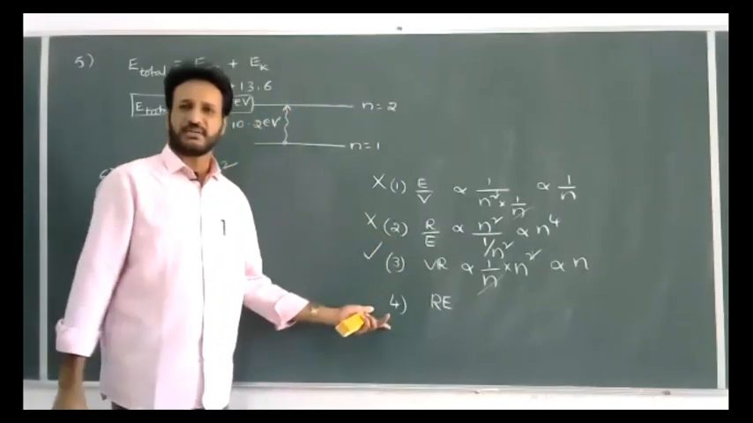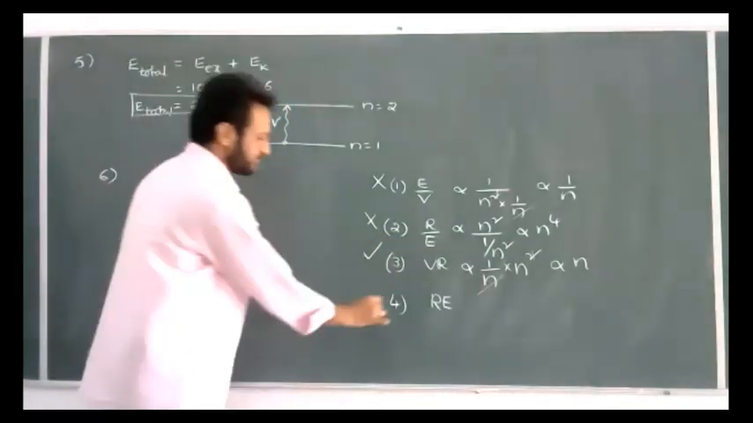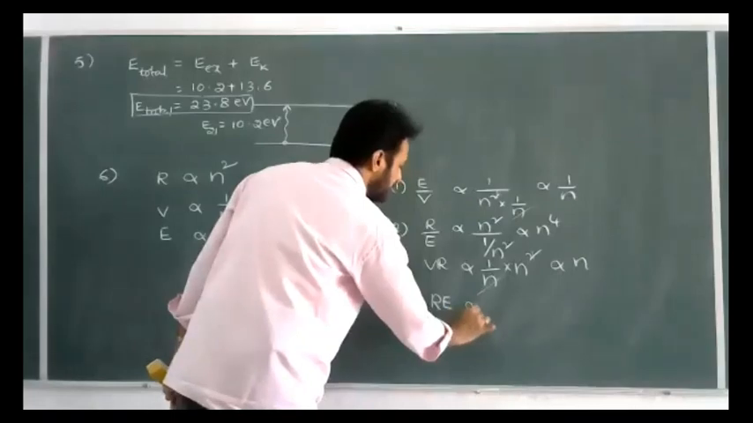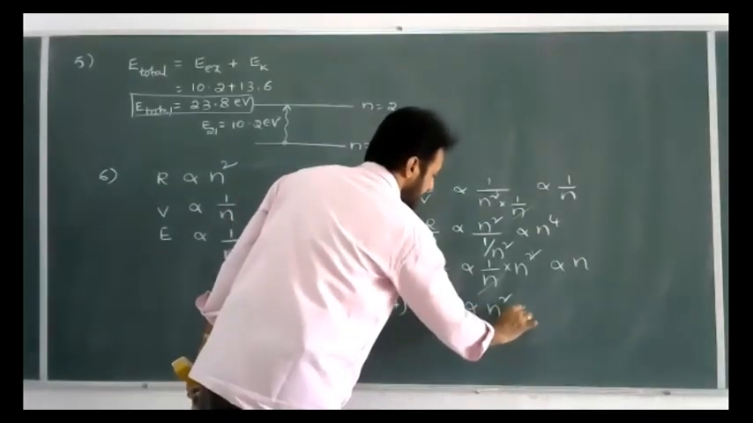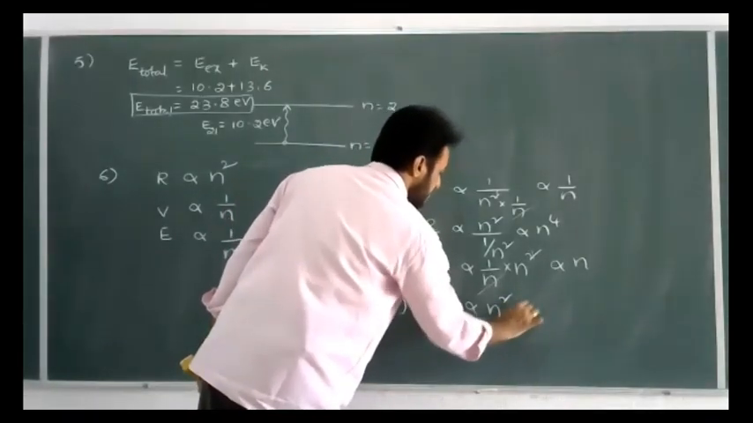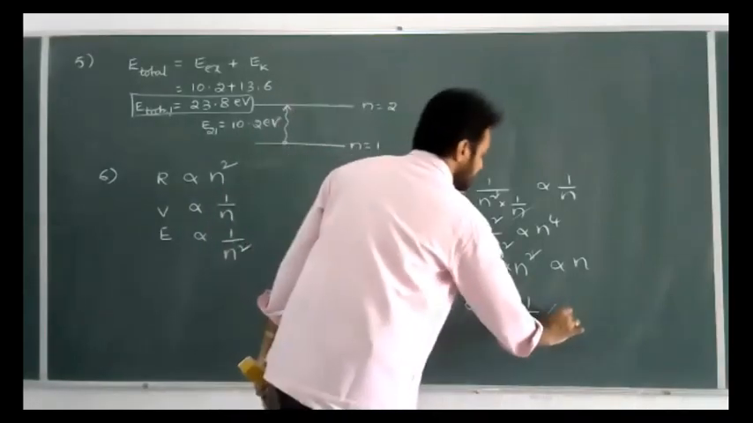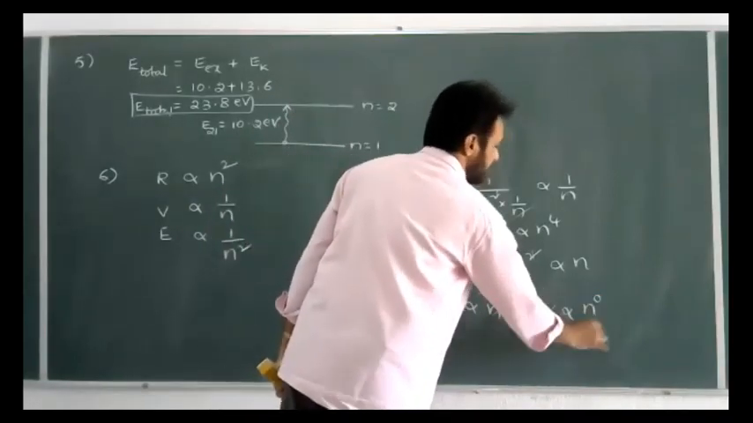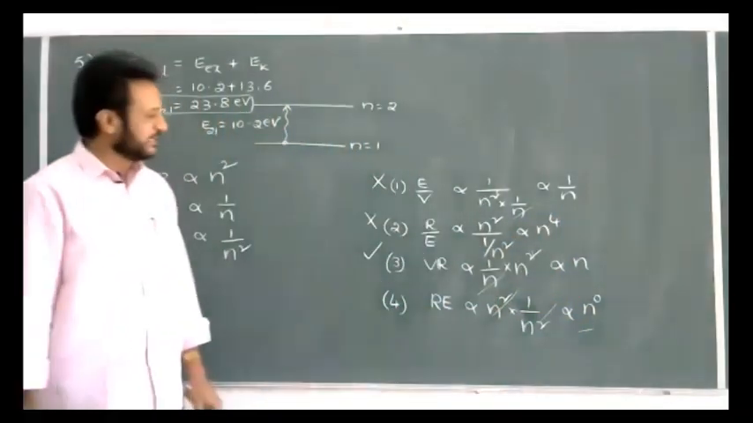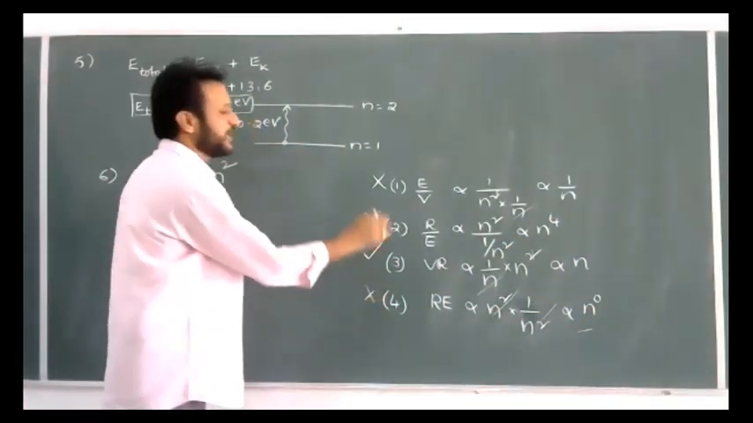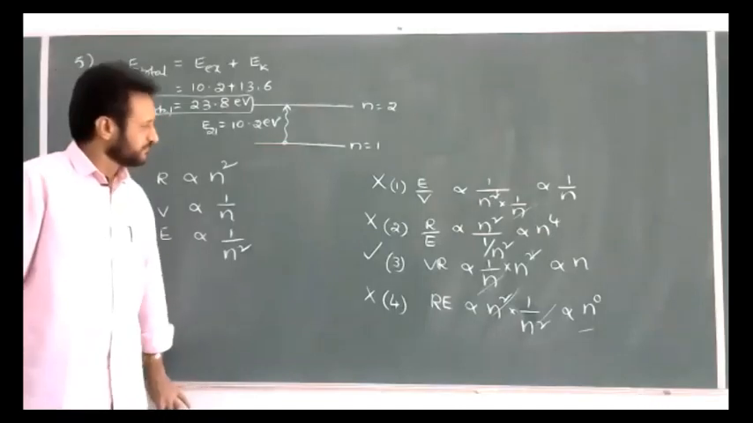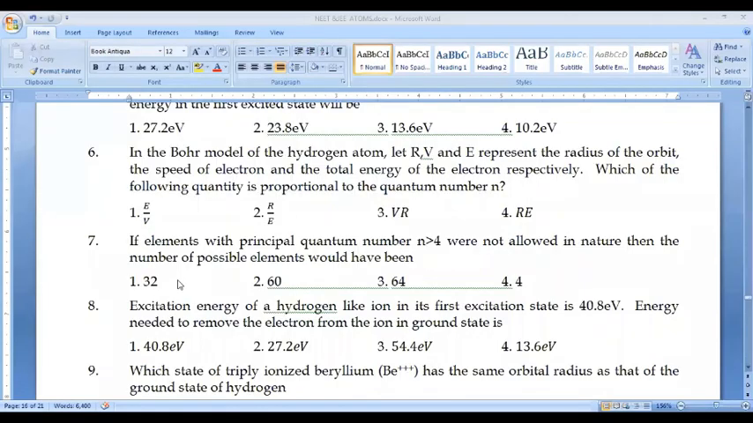The fourth option is not necessary, but I'll check. RE means R proportional to n square into E proportional to 1 by n square. So both quantities get cancelled. RE is proportional to n power 0, independent. So clearly among all four options, the third option is correct. That's important. So note down and choose option 3 as the correct answer for the 7th question.